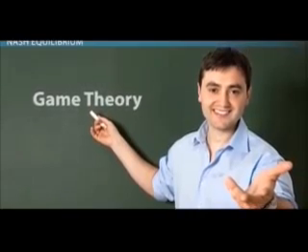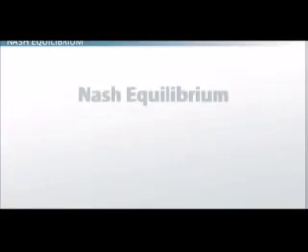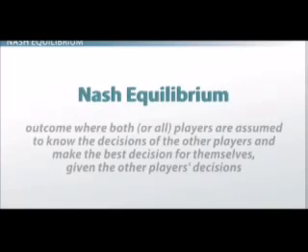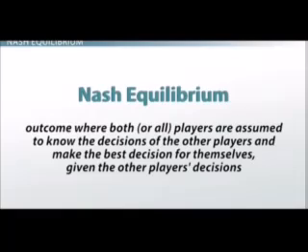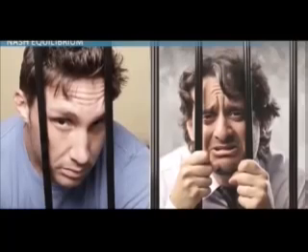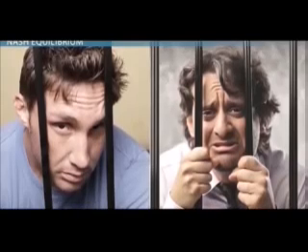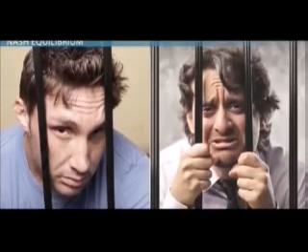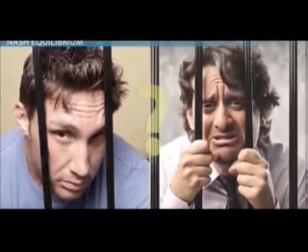That review of game theory was important because the prisoner's dilemma is the simplest scenario in which to describe Nash equilibrium. The definition of Nash equilibrium is the outcome where both or all players are assumed to know the decisions of the other players and make the best decision for themselves given the other player's decisions. Let's try and figure out the best option and the Nash equilibrium of our prisoner's dilemma situation we just described. What's the best decision?